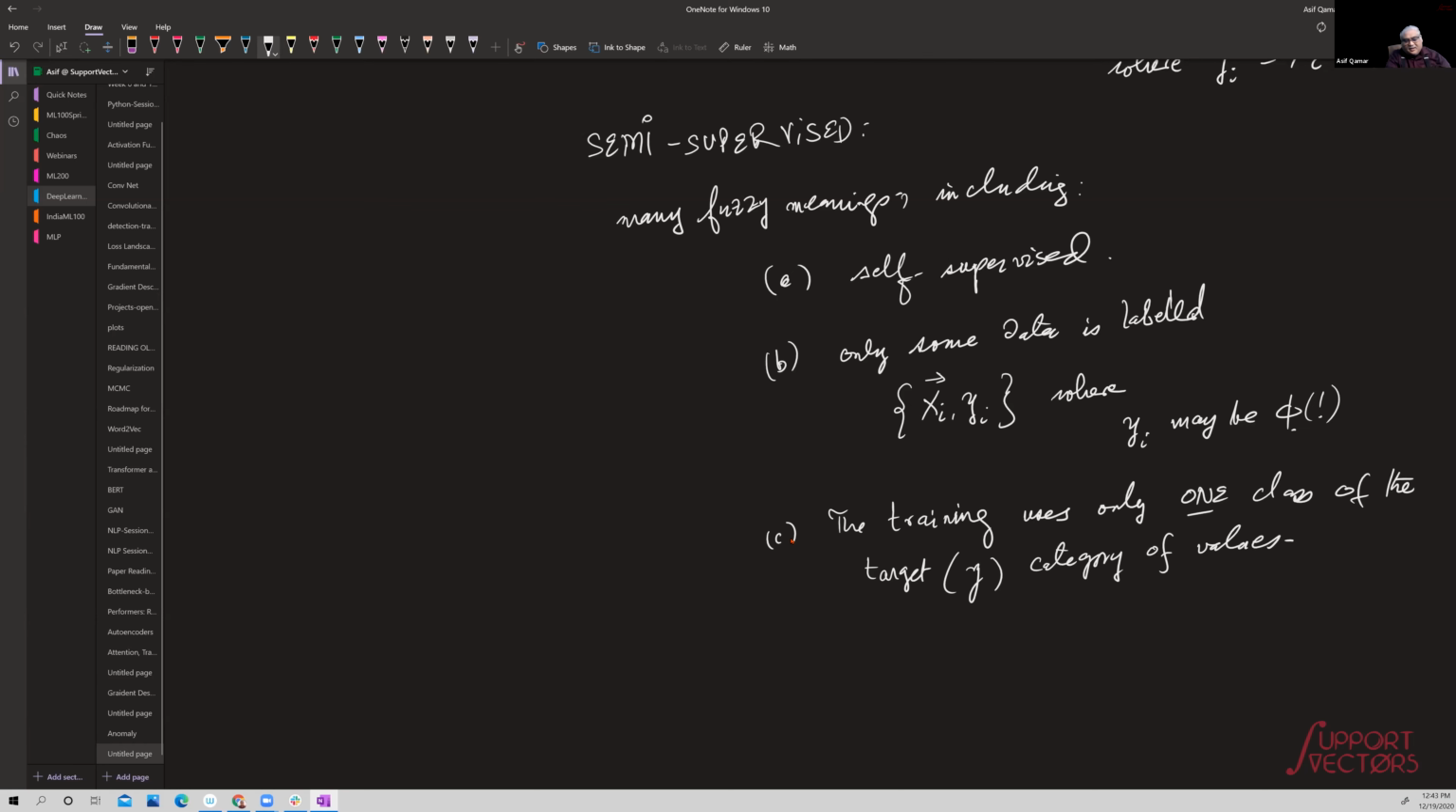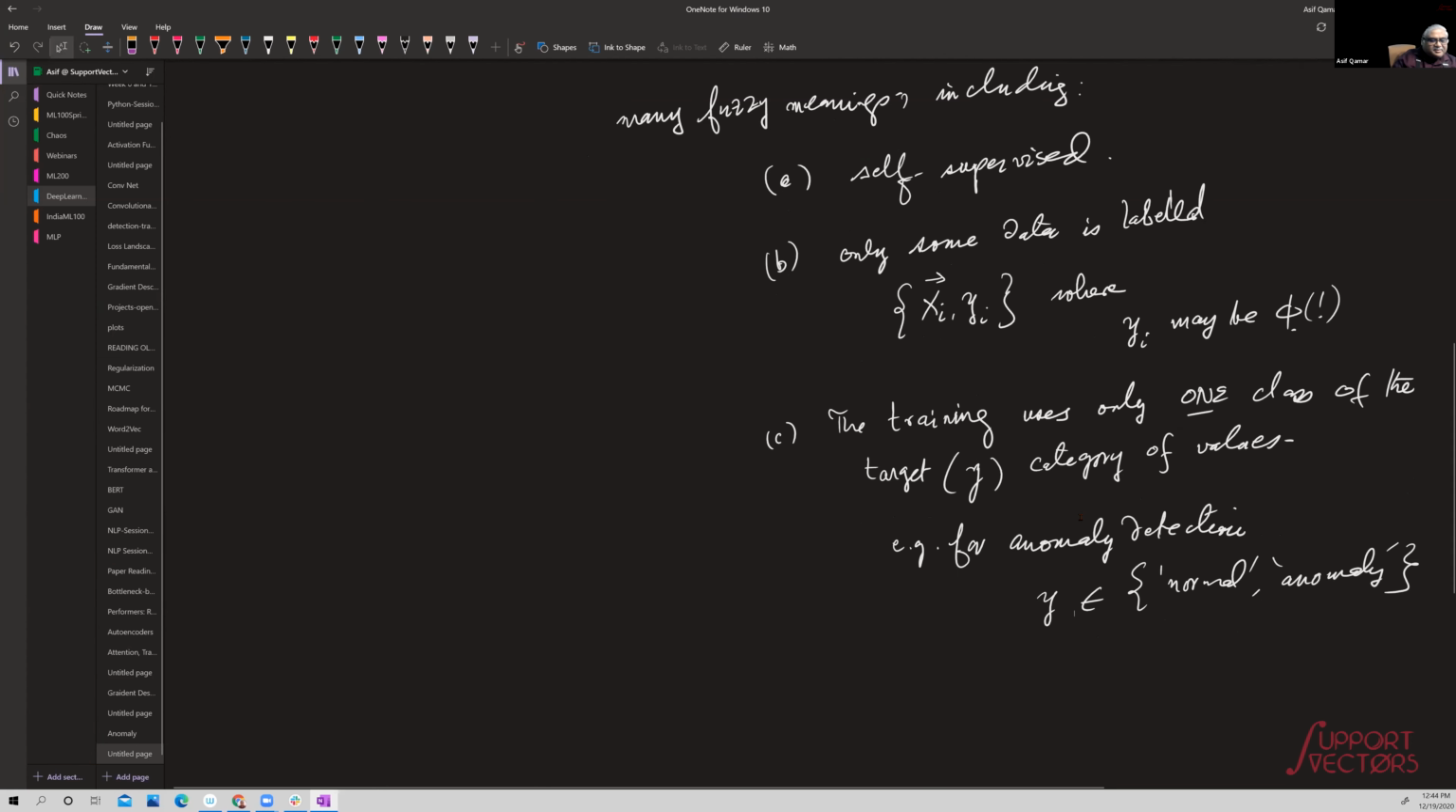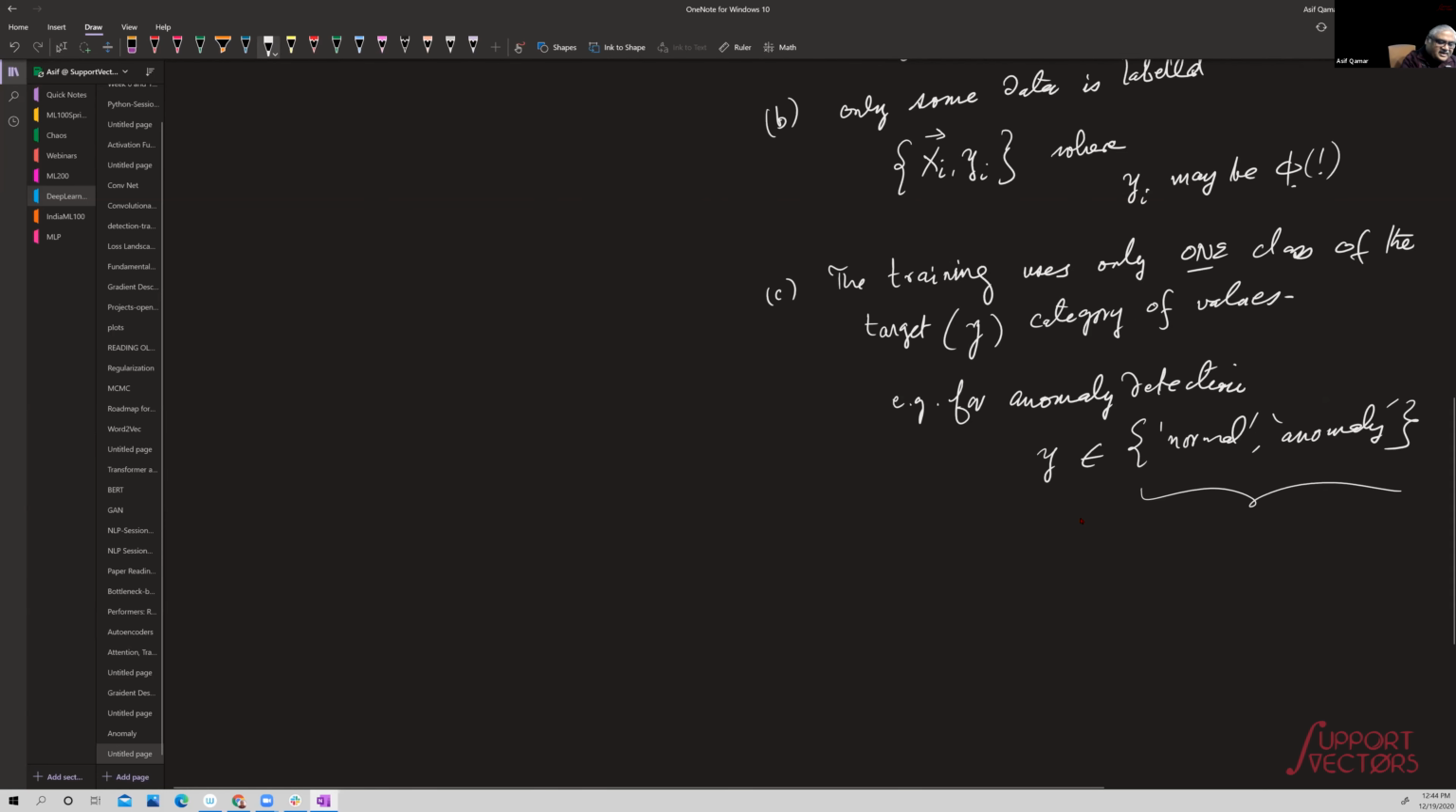Right? So for example, in the case of anomaly detection, it was very straightforward. What are the two categories? For anomaly detection, the category is normal, anomaly, right? So you can say that, or let me write it in a more intuitive manner. Whatever the value of y is, y must belong to this. This is the category or the set, right?